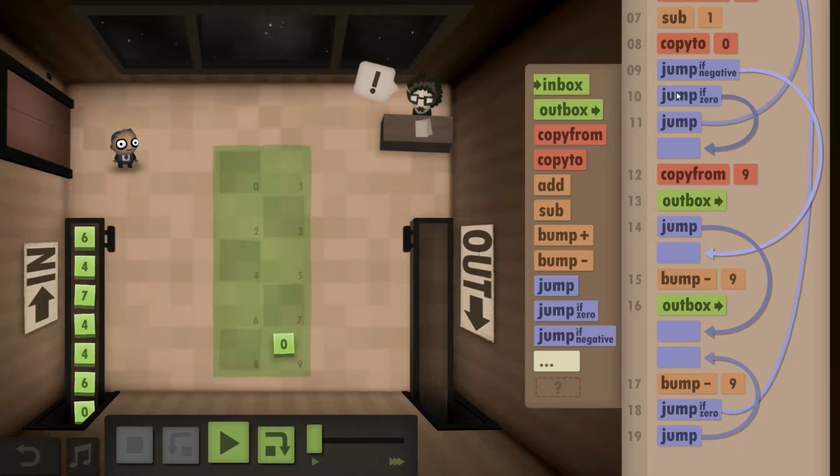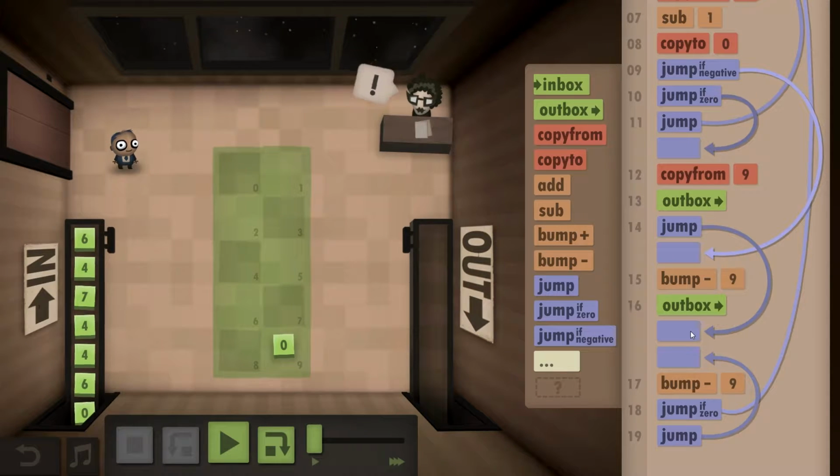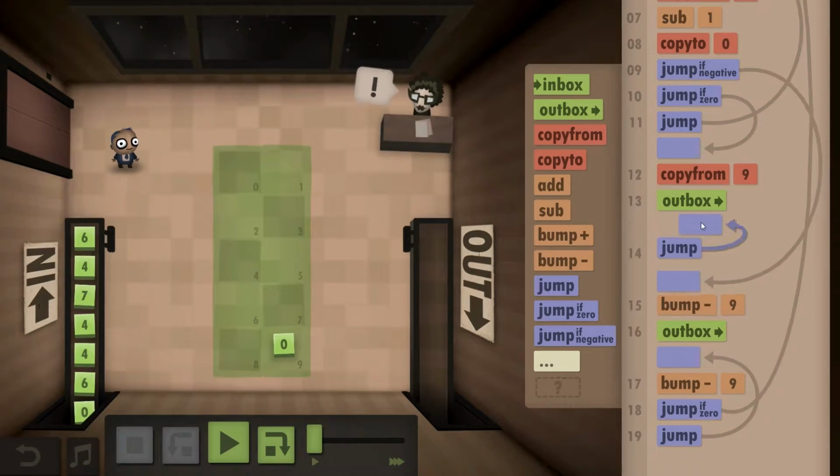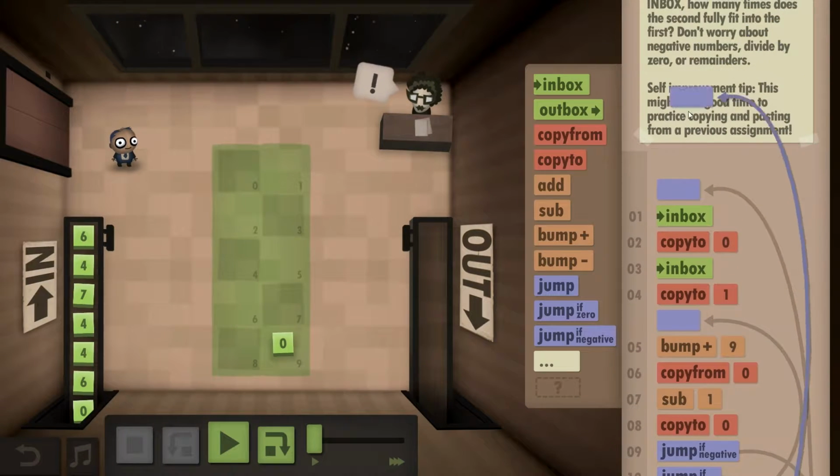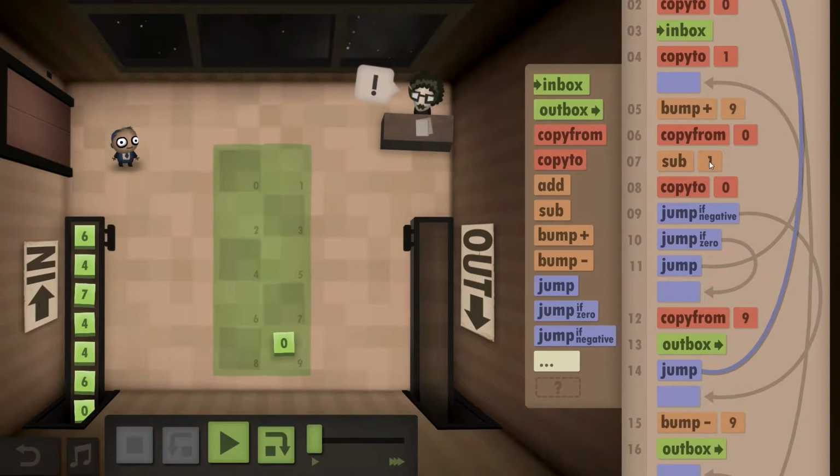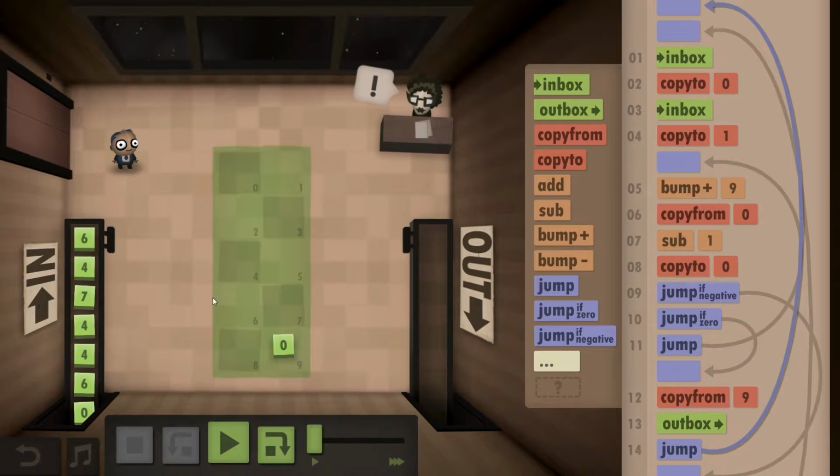Jump if zero. Copy from nine. Outbox. Jump. So we don't need to reset in that case. Just goes back to the start. And then we're going to need some zero handling.